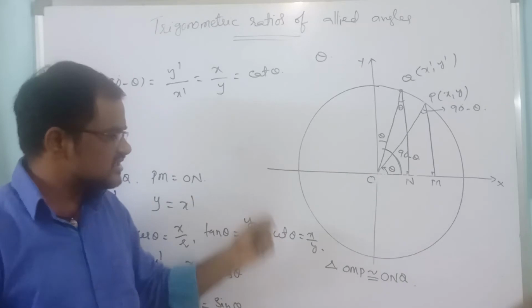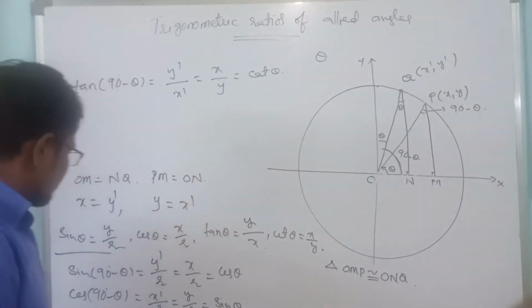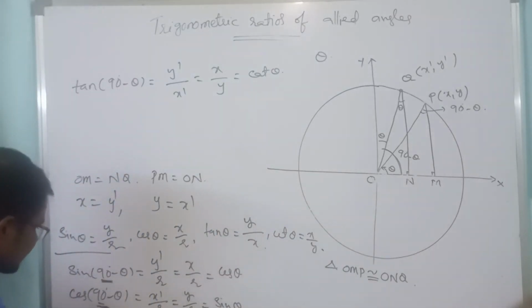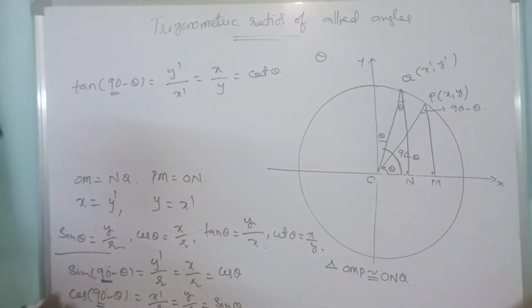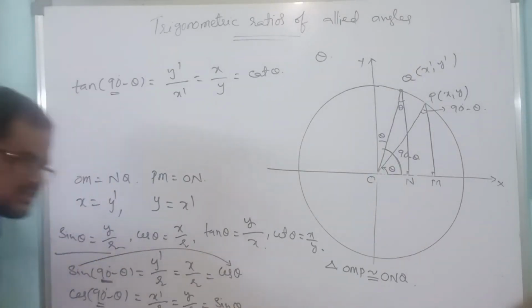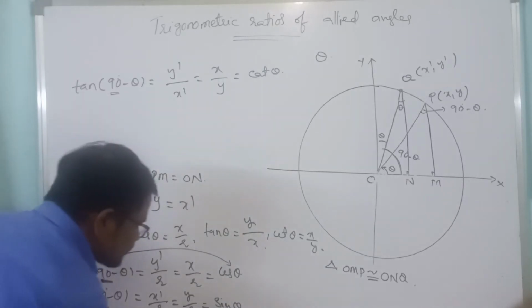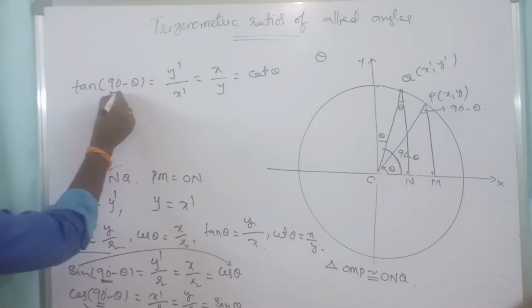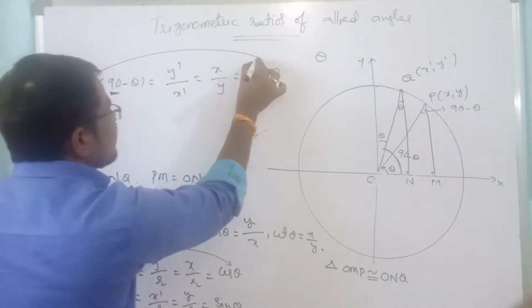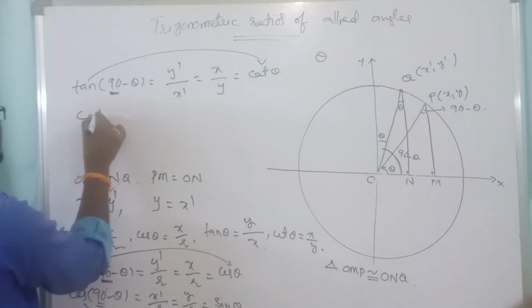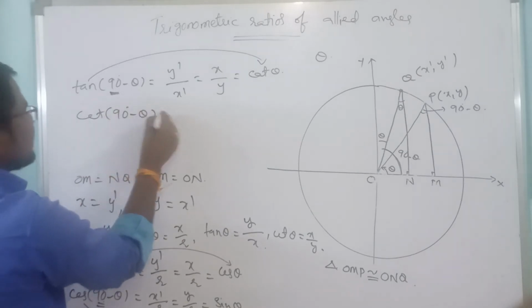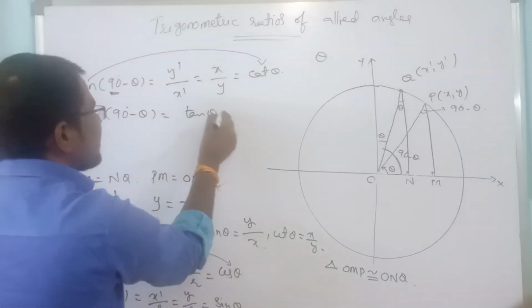But what are we observing here? Here 90 is there, here 90 is there, here 90 is there. The function is sine, and sine changes to cos. Here also 90 is there, cos changes to sine. And here also 90 is there, tan changes to cot. Suppose you take cot of 90 minus theta, what will you get? Tan theta you will get.